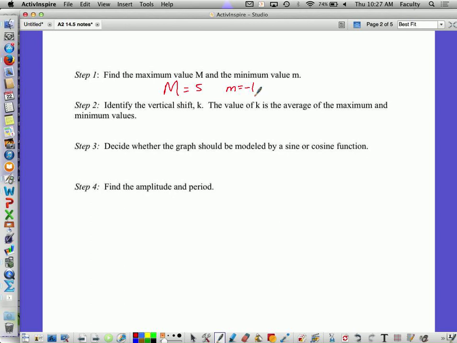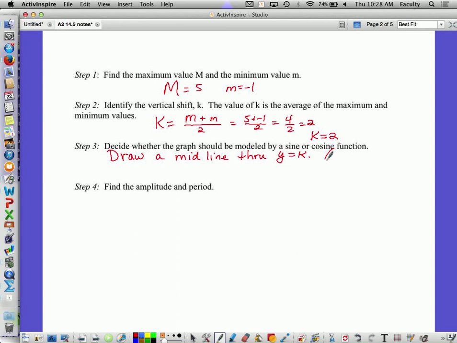It says identify the vertical shift k. The value of k is the average of the maximum and the minimum. That's capital M plus little m over 2. So it's 5 plus negative 1 over 2. So k is a value of 2. It says what you're going to do to decide whether you want sine or cosine is you're going to draw a midline through y equals k. And in this case, that's y equals 2.